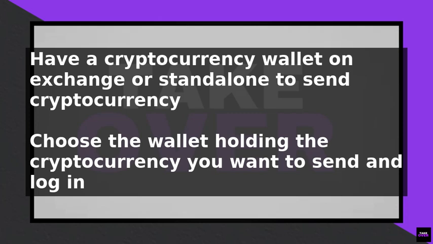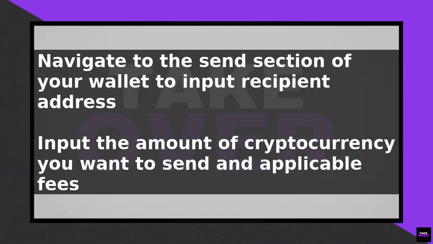Next, navigate to the Send or Withdraw section of your wallet, where you will find a form to input the recipient's address and the amount of cryptocurrency you want to send. The recipient's address is usually a long string of letters and numbers, and it is crucial to copy and paste it to avoid any typos or errors.